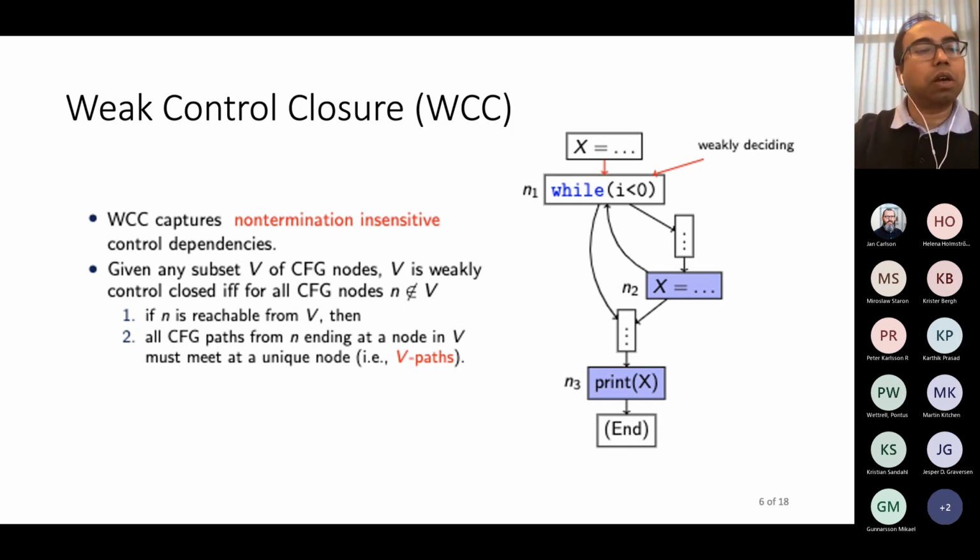Two such concepts are called weak control closure and strong control closure. These are the most general definitions of control dependencies, in the sense that numerous definitions introduced in the literature by other authors are special cases of control dependencies captured by weak and strong control closures. So let's start with the weak control closure definition.